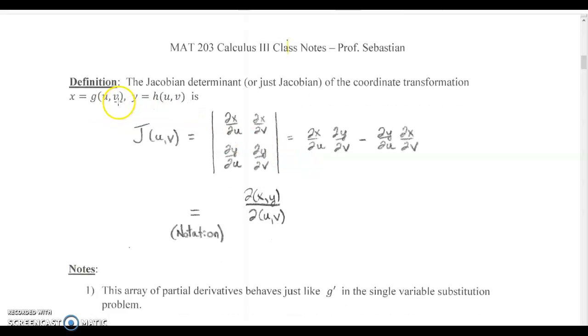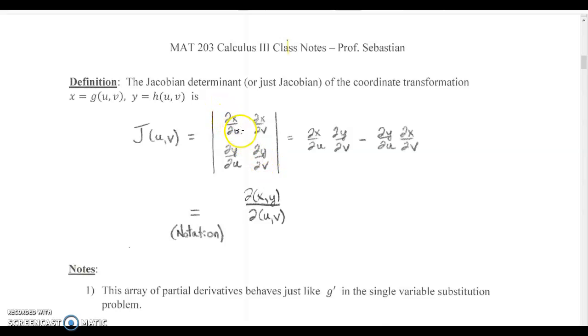So the Jacobian is a determinant. The Jacobian determinant, or just Jacobian, of the coordinate transformation x equals g of uv and y equals h of uv is the Jacobian, which will end up in terms of u and v. So we take the partial of x with respect to u and the partial of x with respect to v in the first row. And then we take the partial of y with respect to u and the partial of y with respect to v in the second row. And then we evaluate this as a 2 by 2 determinant.